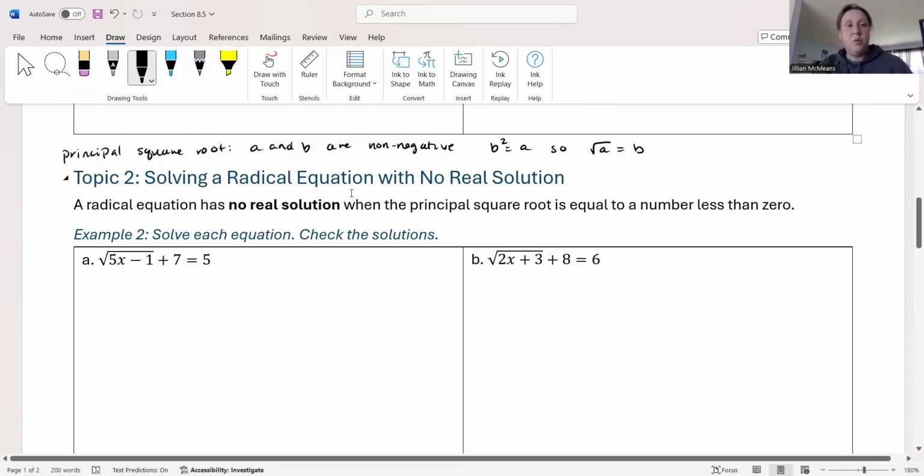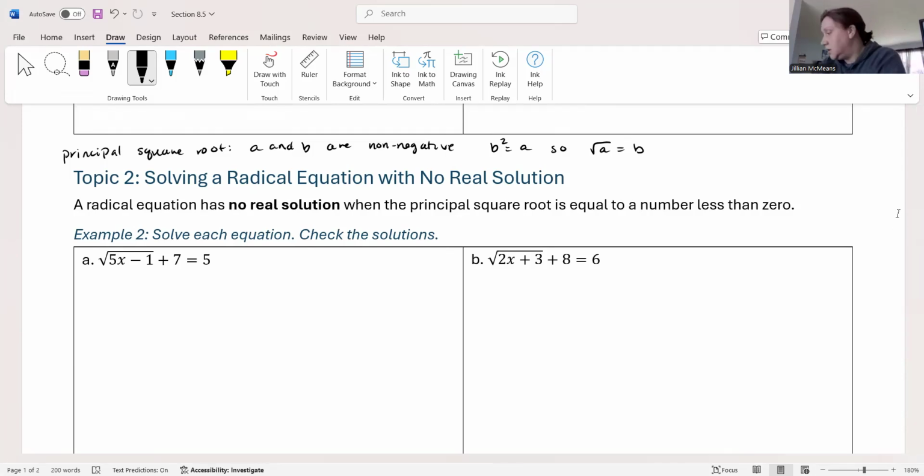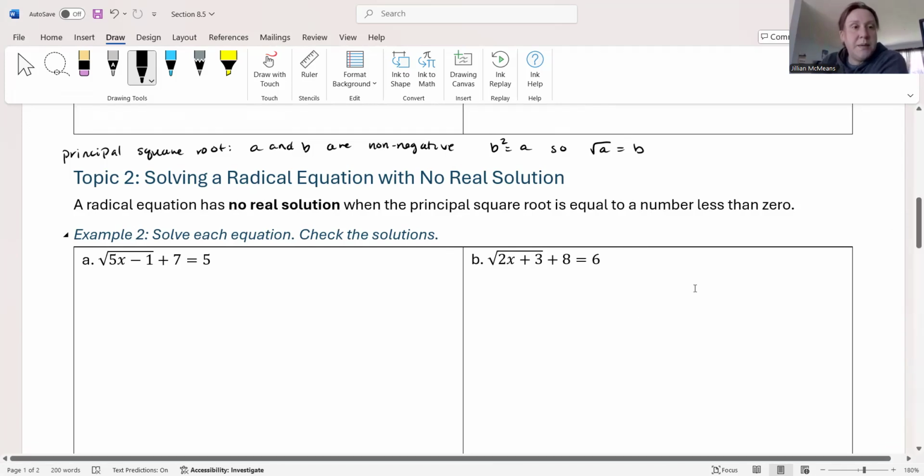Now, when we're dealing with solving a radical equation with no real solution, it may show up right away. Hopefully your brain kicks in and you're like, oh, that can't happen. But if not, just solve it and then check your answer and things will fall apart for you. A radical equation has no solution when the principal square root is equal to a number less than zero. So again, when you're dealing with the principal square root, a and b have to be non-negative. That means they can't be negative. They have to be zero or positive.